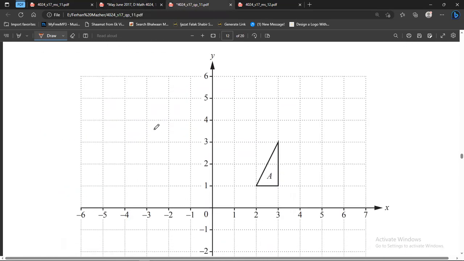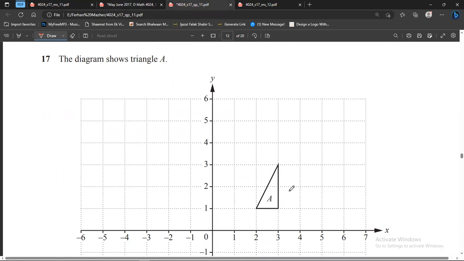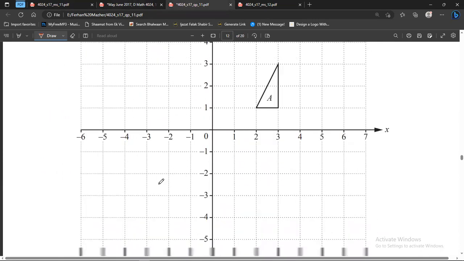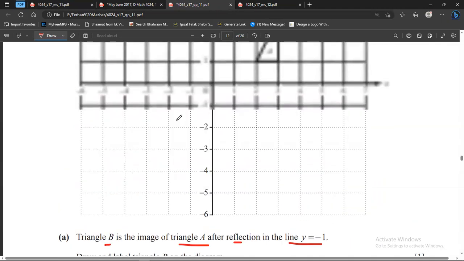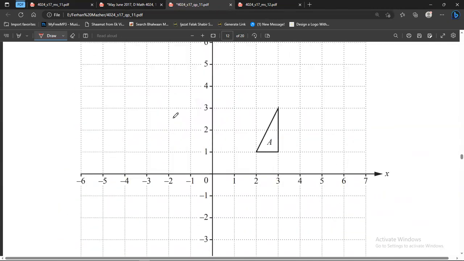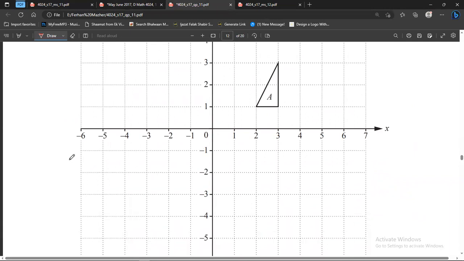Okay, we have question number 17. The diagram shows a triangle A. Then it says triangle B is the image of triangle A after the reflection in the line y equals -1. Draw and label triangle B on the diagram. So it's a reflection in the line y equals -1. y equals -1 is this line.